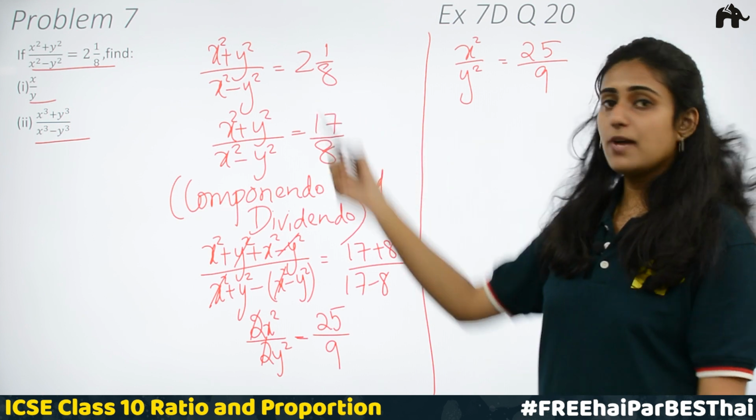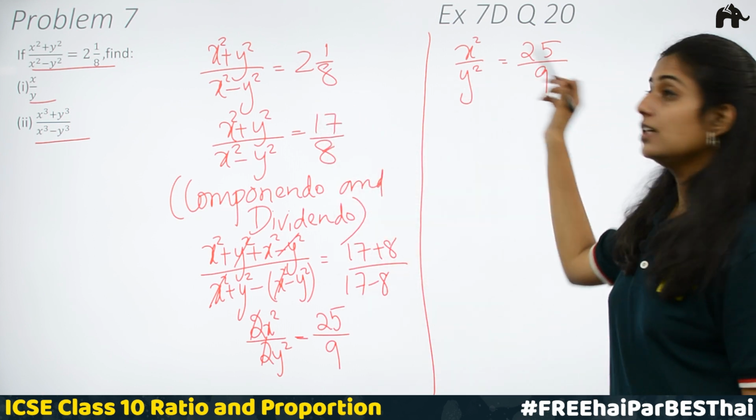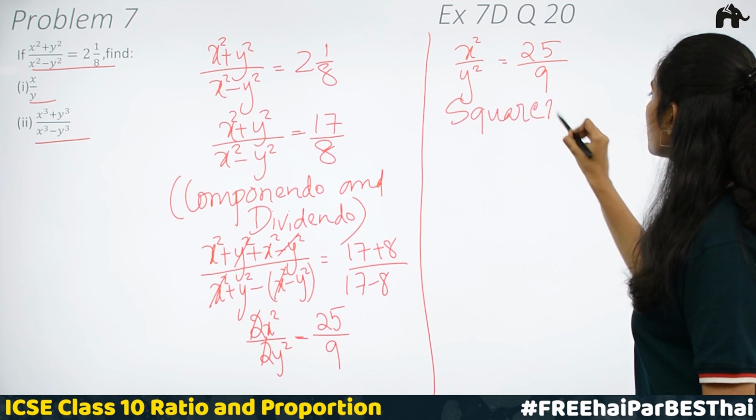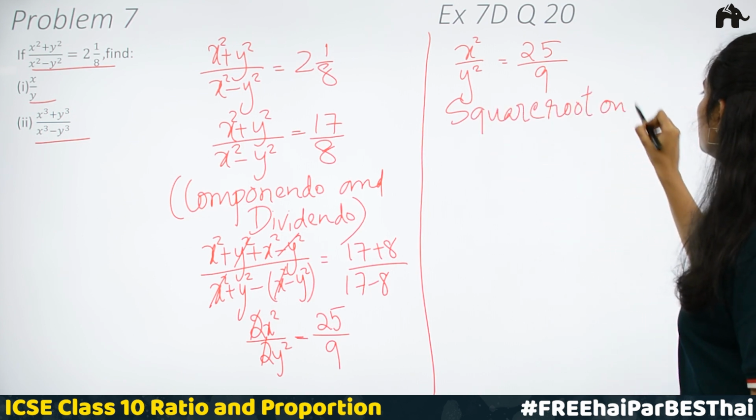Now, how to find x by y? To find x by y, we need to take the square root on both sides. Taking square root on both sides.